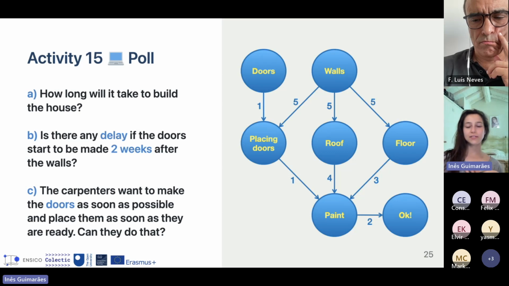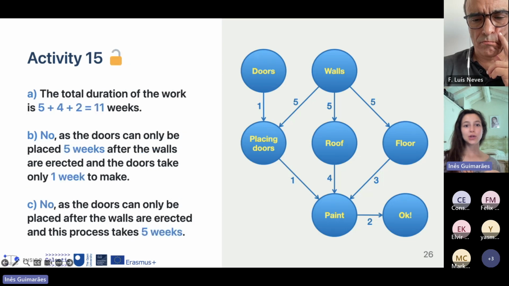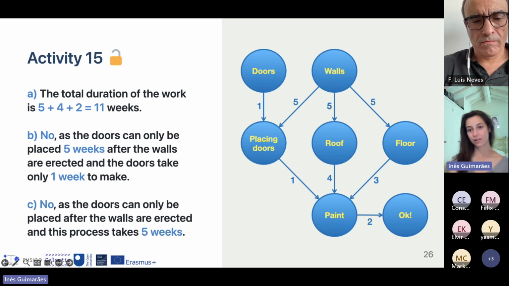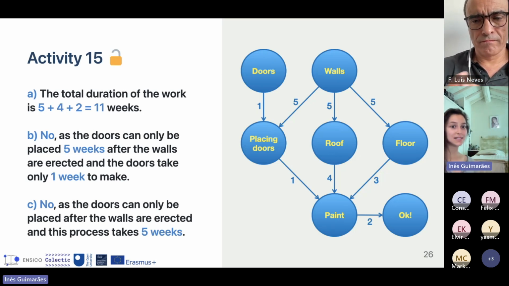So we already have some answers. The total duration of the work is 11 weeks. Why? Because we need 5 weeks to erect the walls, and then the roof takes another 4 weeks, and then painting takes 2 weeks. So 5 plus 4 plus 2, 11. And that really is the total duration. It cannot be less because you cannot put the roof before you have the walls.